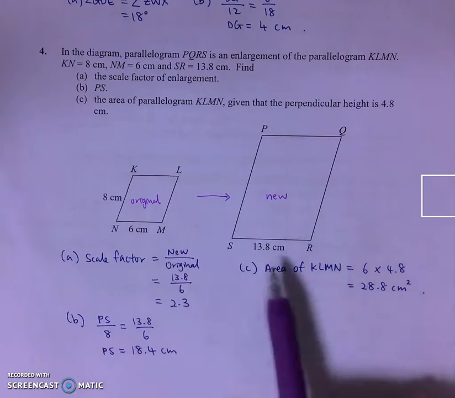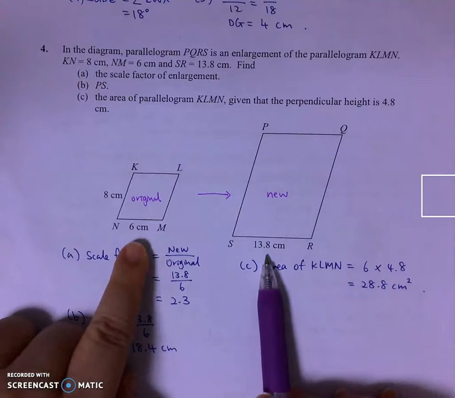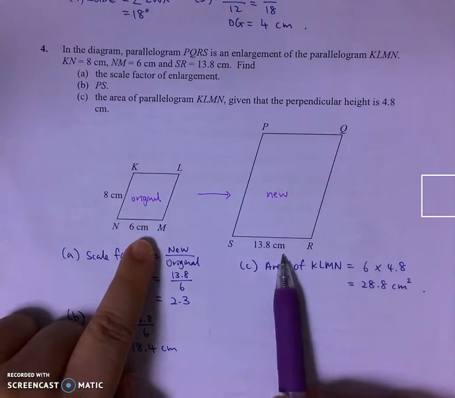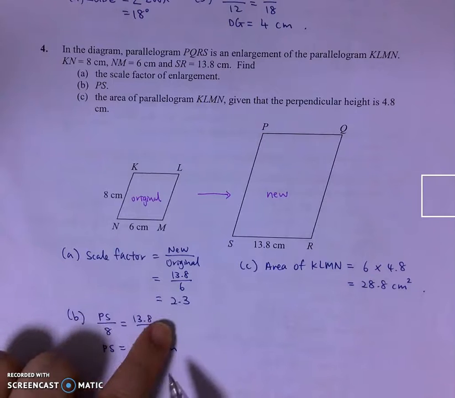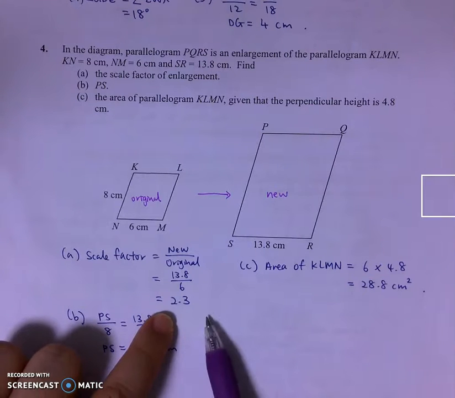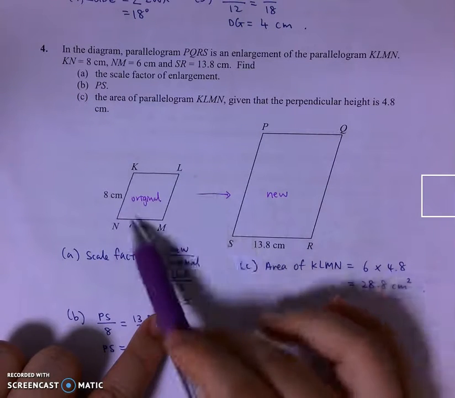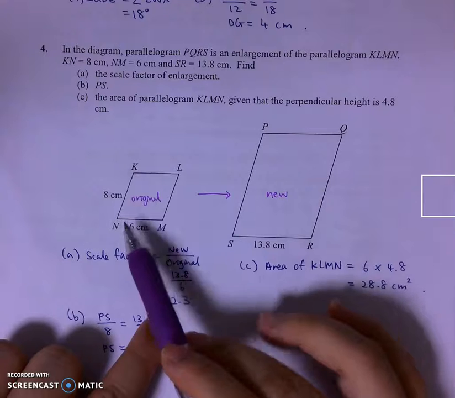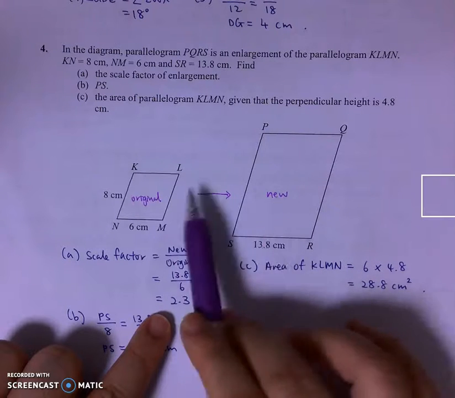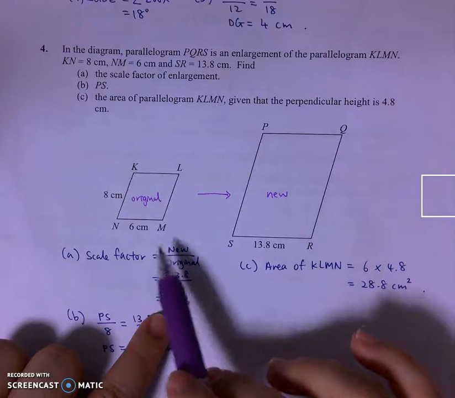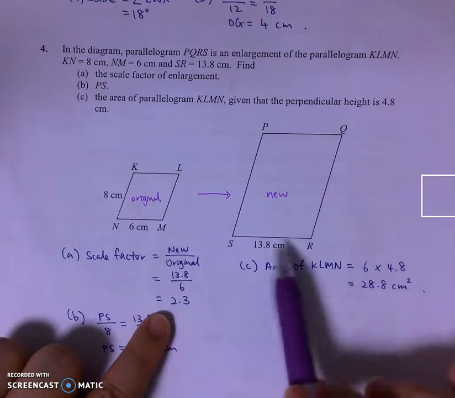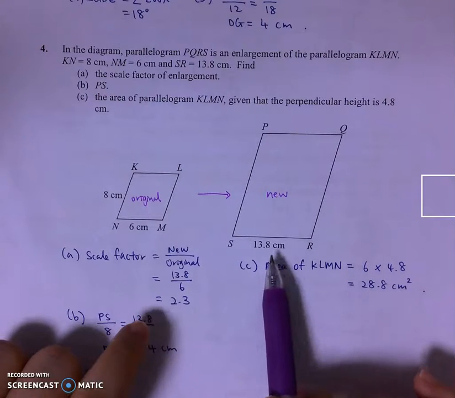So a pair of corresponding lengths that we have is NM and SR. So it's 13.8 over 6. So the scale factor is 2.3. So when I have the original parallelogram, a scale factor of 2.3 means the lengths will be multiplied by 2.3. The angles will be kept the same though, to give me my enlarged image here.